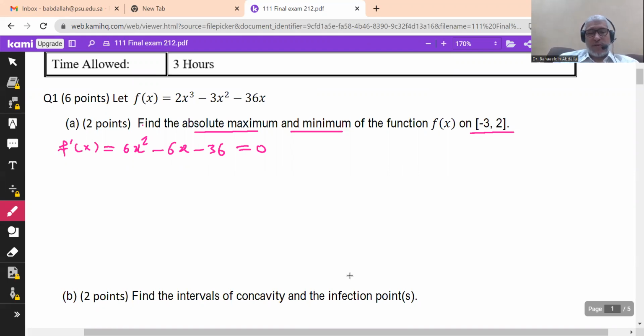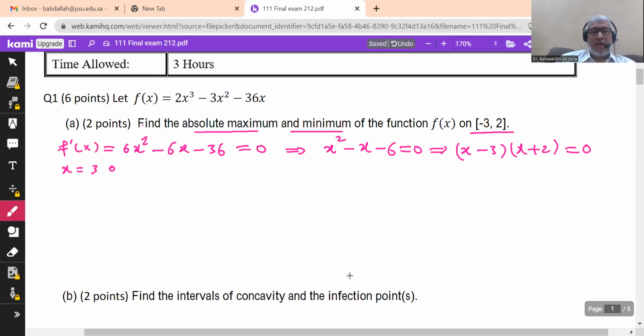If you use the calculator, you can use mode 5(3) here to solve, or you can use the quadratic formula, or you can easily factor. If you divide by 6, you will have x squared minus x minus 6 equals 0, and you can factor easily. (x minus 3) times (x plus 2) is 0. -3x plus 2x is -x. So either x is 3 or x is -2. These are the two critical numbers of the function.